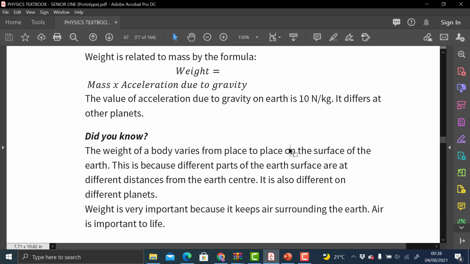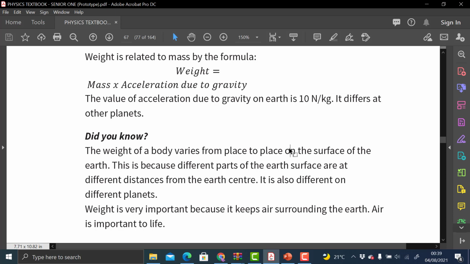Another reason could be the spinning of the Earth as it is moving around the sun. The Earth is always spinning. That's why we have day and night. So that spinning also has an effect on the value of the acceleration of gravity at any point.